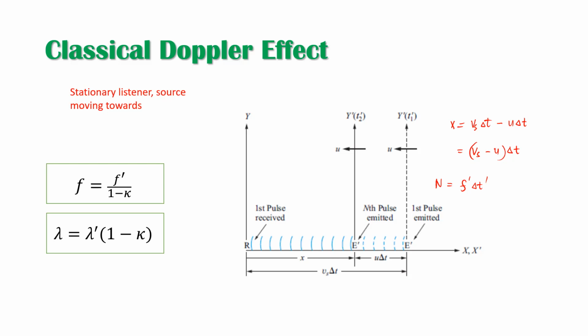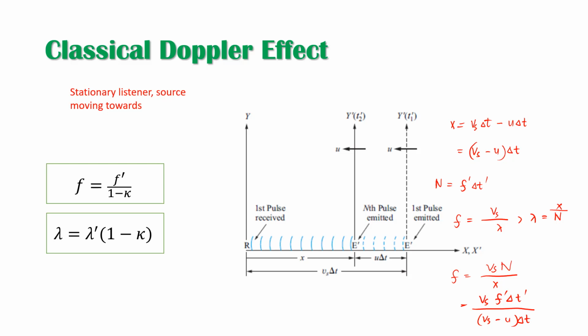So from our expression, we have f is equal to v sub s over lambda, where lambda is equal to x divided by n, or the distance between the emitter and the receiver divided by the number of pulses. Okay, so we have f equals v sub s multiplied by n over x. So we have v sub s multiplied by our expression for n, which is just f prime times delta t prime, divided by our x, which is v sub s minus u times delta t.